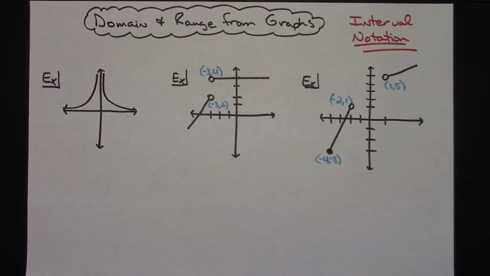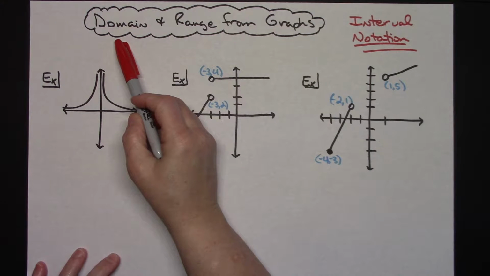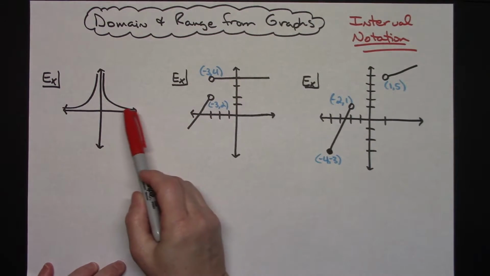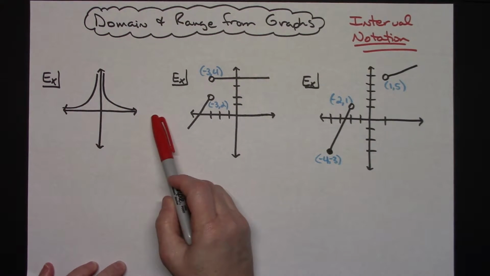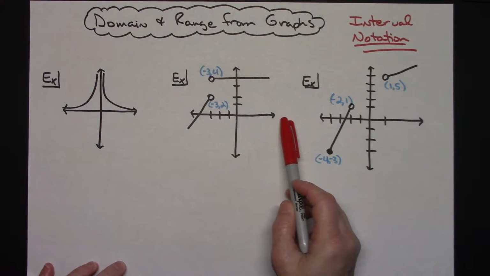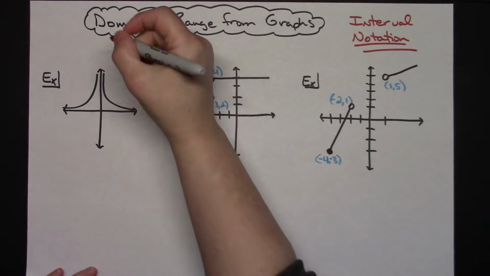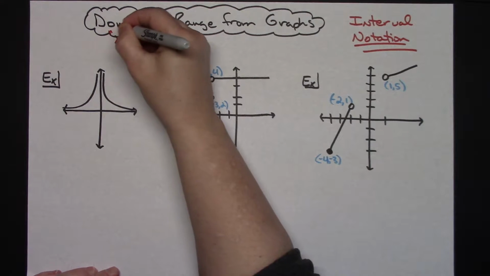Today we're going to be taking a look at domain and range from graphs, and when we write our answer we will be writing our answers in interval notation. Okay, so as you recall, the domain of a graph is going to be all of the x coordinates. So in other words, we're going to look left to right along these graphs along the x-axis to determine our domain. Alright, so let's go ahead and put an x underneath there.